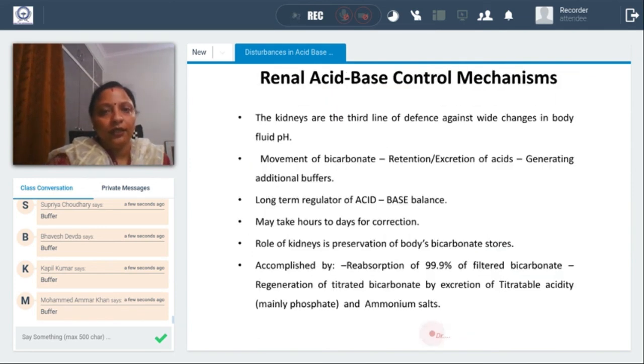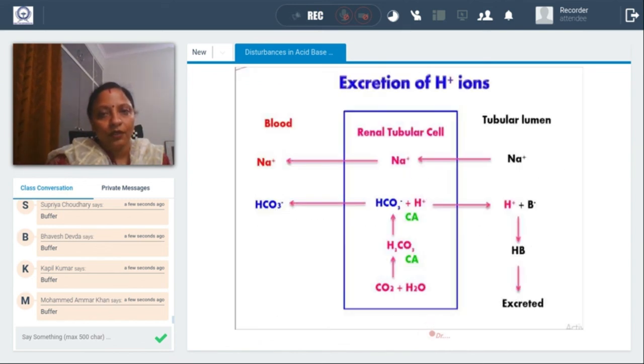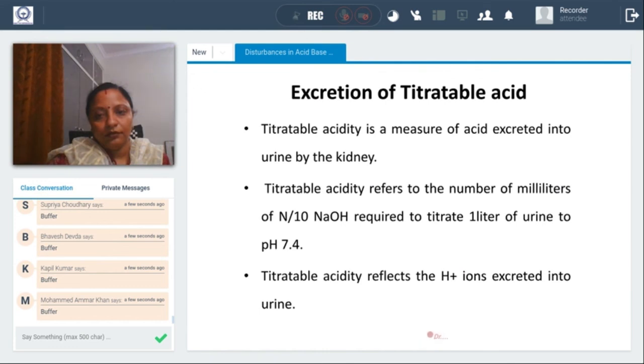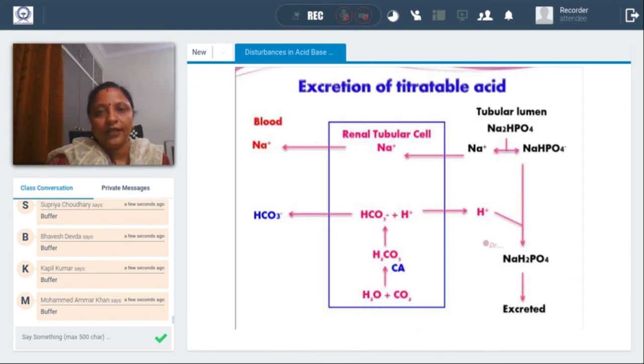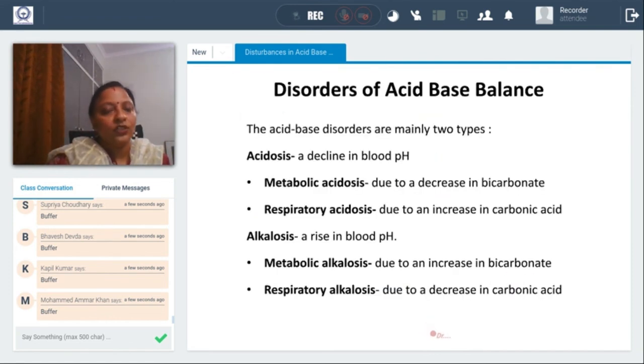Renal mechanism, you can see here, works by 4 processes: excretion of hydrogen ion, reabsorption of bicarbonate, excretion of titratable acid, and excretion of ammonium ions. You can see here sodium reabsorption, bicarbonate reabsorption, and hydrogen excretion. Here you can see titratable acid and excretion of ammonia. Disorders are metabolic acidosis. Metabolic is related to bicarbonate, and respiratory is related to carbonic acid. Acidosis is a decrease in pH and alkalosis an increase in pH.